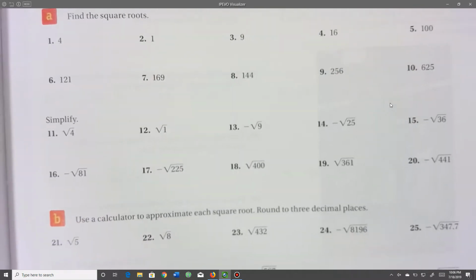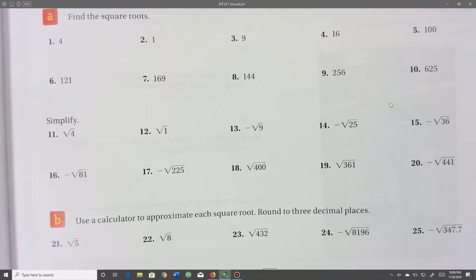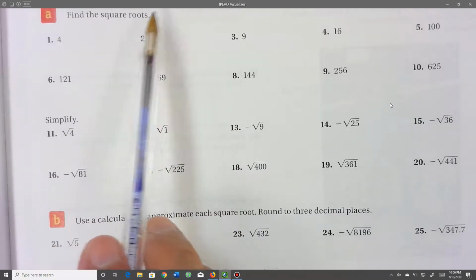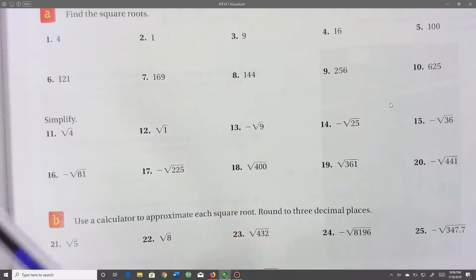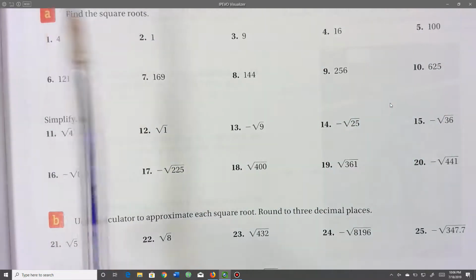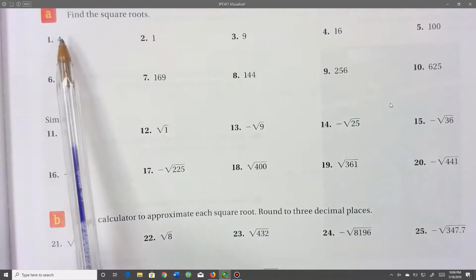Let me just focus here. Okay, so if they ask us to find the square roots, again they're talking about two roots specifically, the positive and the negative one. So the square root of 4 would be 2 and negative 2.